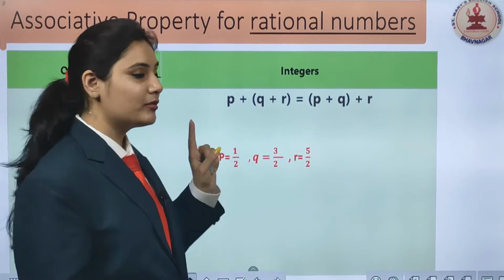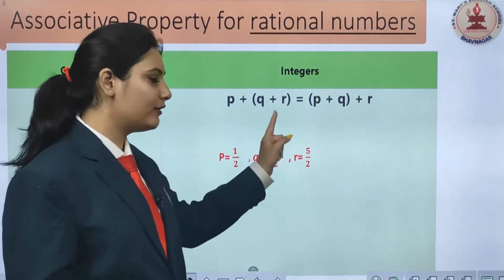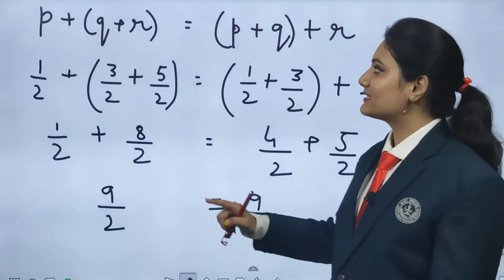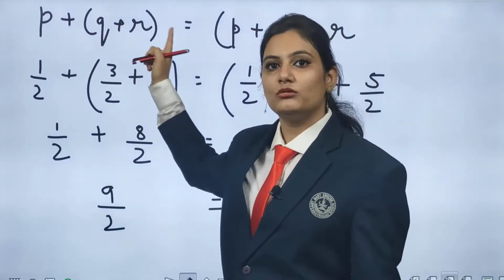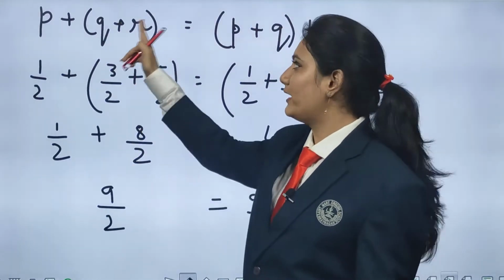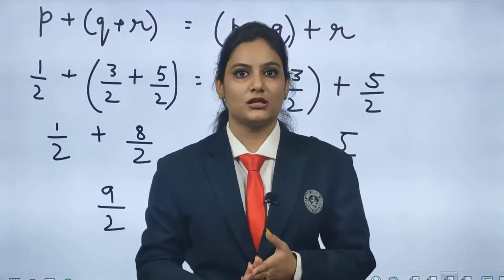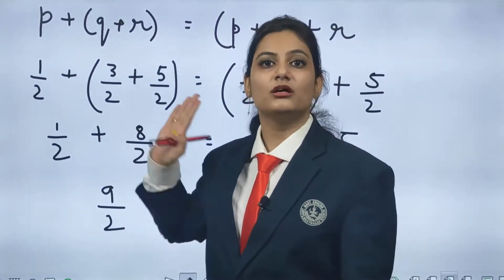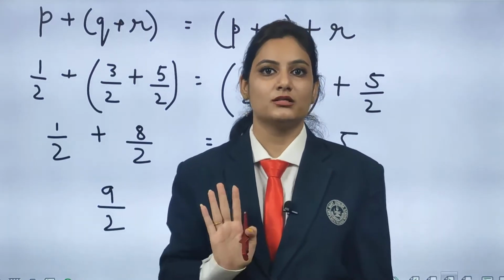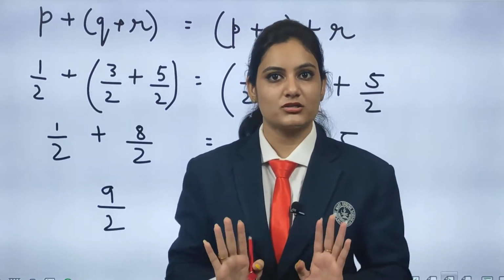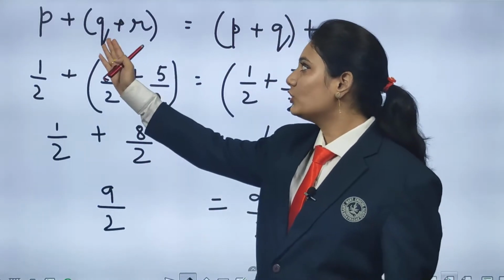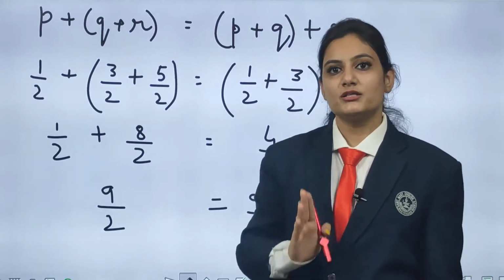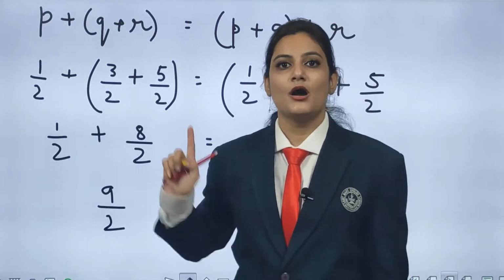Remember, we have taken 1 by 2, 3 by 2 and 5 by 2. Now how to solve this sum? We have to take two numbers into the bracket. I have taken Q and R into the bracket. Remember one thing: if the teacher has taken P, Q, R as the three letters, you can take any three letters from the 26 alphabets. Q and R are in the bracket here, and here P and Q are in the bracket. So what is the first step? The first step is to solve the brackets.